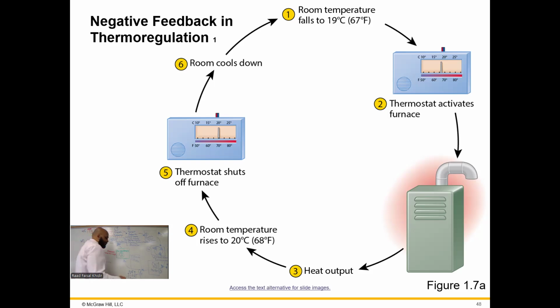The second effector would be the sweat gland. So the sweat glands are going to secrete sweat. And the sweat has a lot of water. So the sweat is also going to help cool you. Then when you cool down, you reach homeostasis, then you stop. You terminate the response. Is that clear?